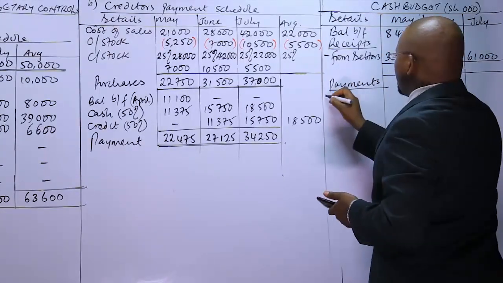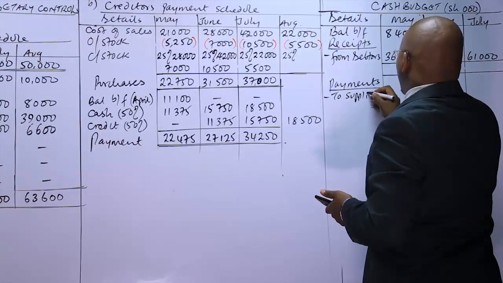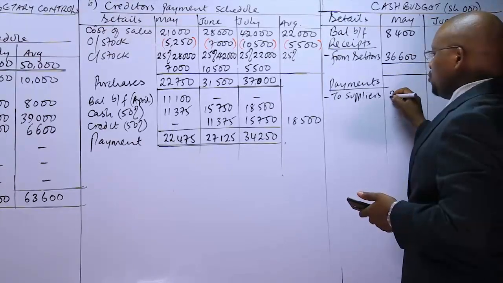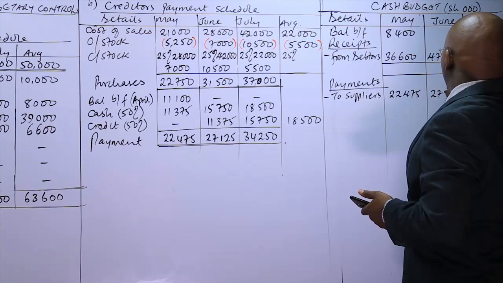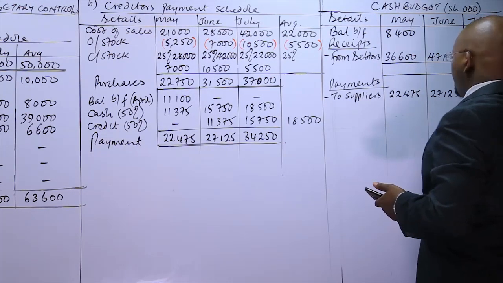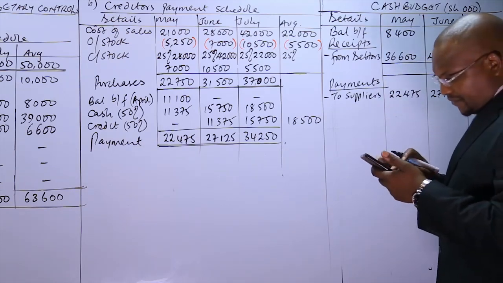Payments, the first one we start with is suppliers. To suppliers of raw materials, we have here the payments: 22,475, 27,125, 34,250. That is the payment we have. Then we look for other payments.